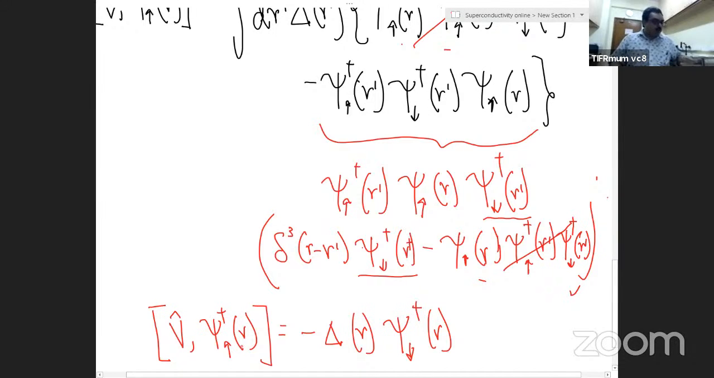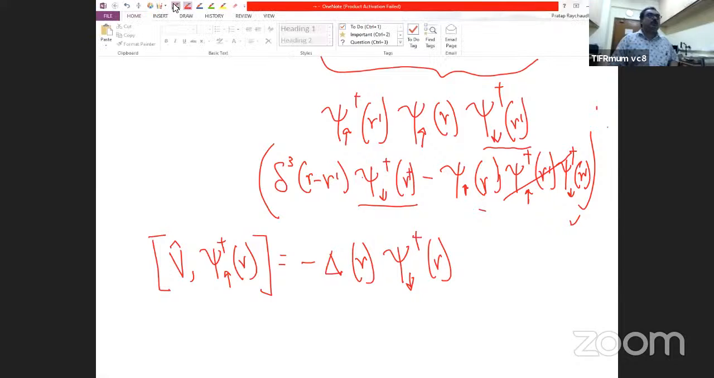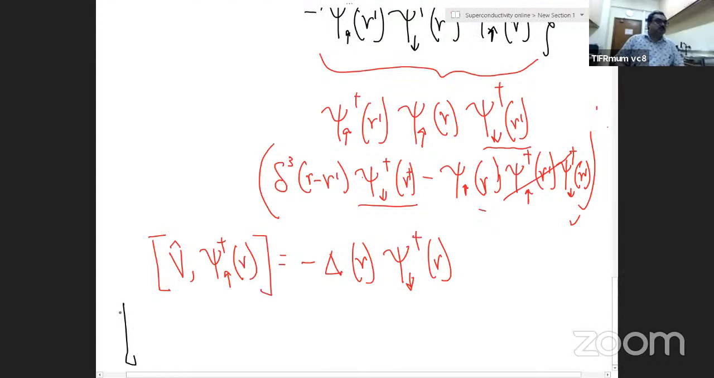All right. So therefore, now let me write down the full commutation, and then what we will do is we will compare the result that we got from the form 1 of the Hamiltonian that we took, and form 2 of the Hamiltonian that we took. Okay, so first we have to finish this.